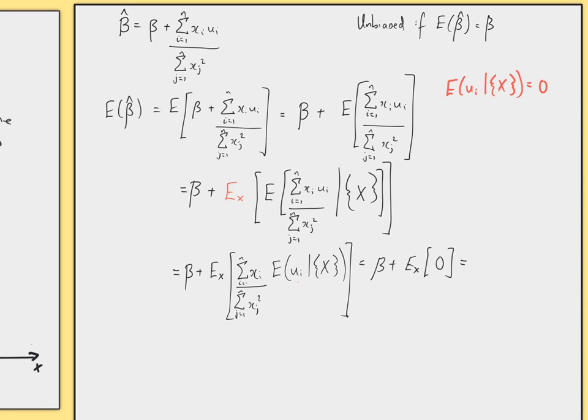So provided our assumptions are correct, provided we've correctly defined our regression specification, so we've correctly defined the data generating process, and our conditional expectation of the u given the x is equal to 0, then we have an unbiased estimator. The expected value of beta hat is equal to the true population parameter.